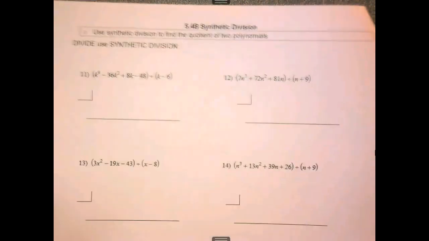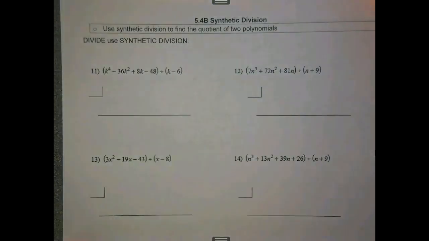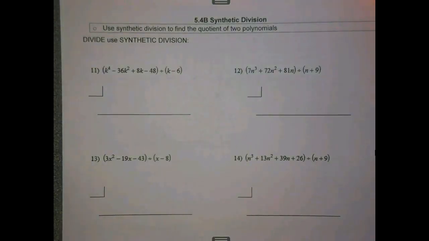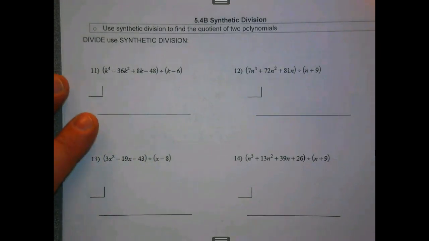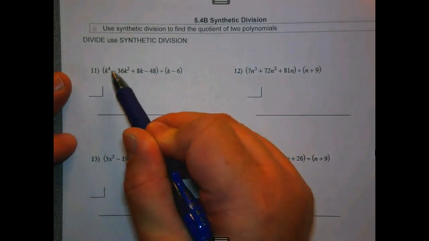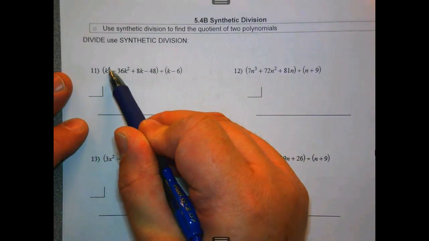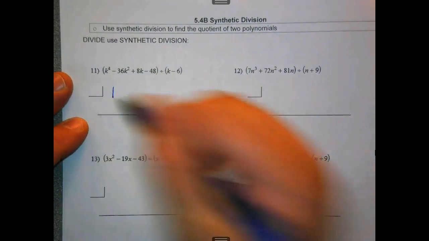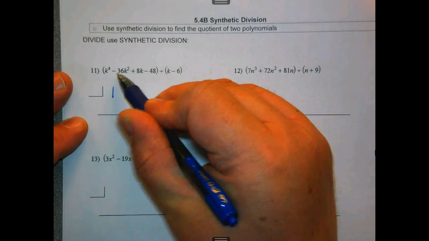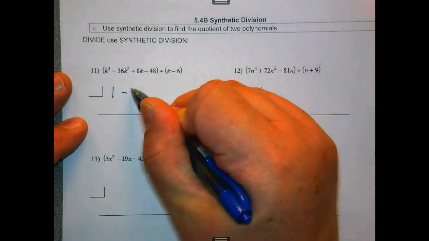Number 11. Divide by using synthetic division. Okay. So I need my coefficients of the polynomial. So I have 1 a to the fourth, minus 36, minus 30.